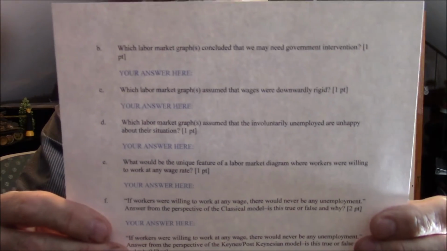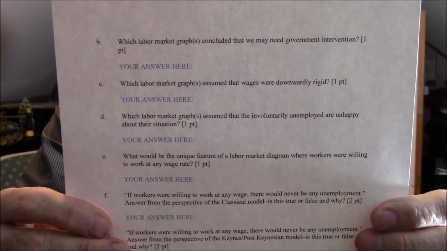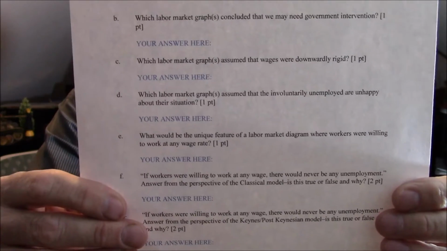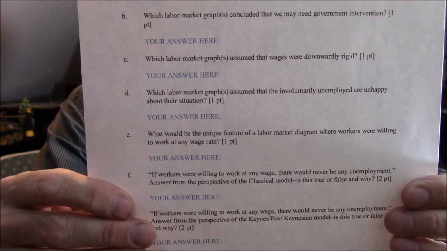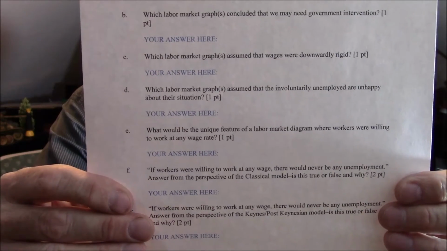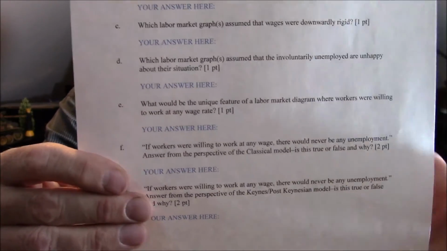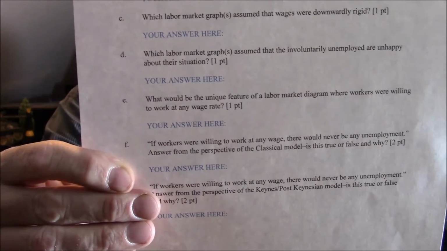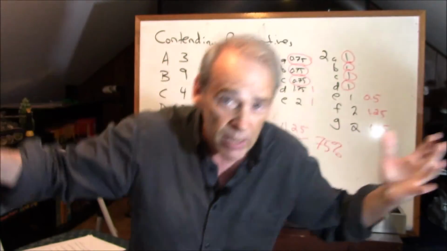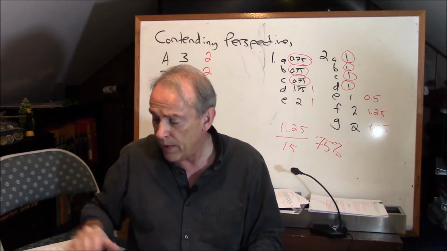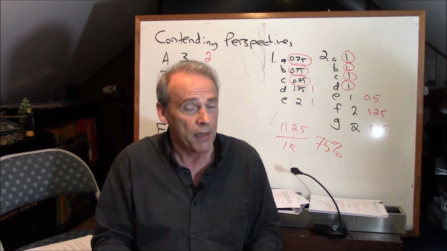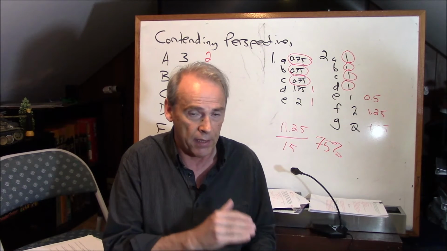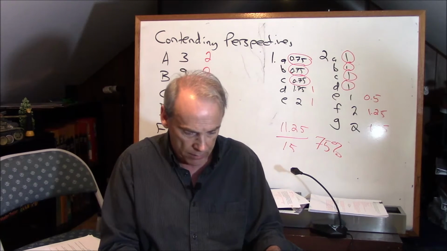Which labor market graphs concluded we may need government intervention? That's going to be your neoclassical Keynesian and your post-Keynesian. All right. Which one assumed that wages were downwardly rigid? That's just the neoclassical Keynesian. And then I was really proud of this one here. Which one assumed that the involuntarily unemployed are unhappy? All 3. All 3 assumed they'd be unhappy, right? That wasn't the point. The point was that only in the classical one would they be free to act on their unhappiness in a way that then created full employment. Okay, so those were all pretty easy.